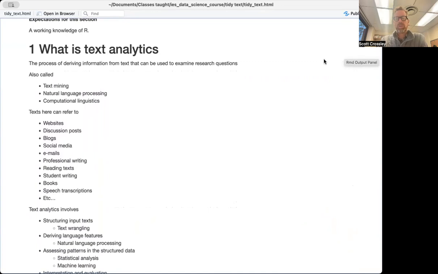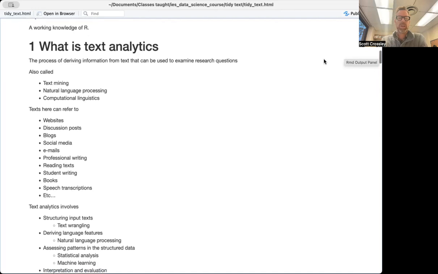So very briefly, this module is on natural language processing, but we're also just going to call this text analytics. And text analytics is basically deriving linguistic or language-based information from texts and using that kind of language-based information to examine research questions of interest to you, and in this case, to educational analytics. It's also called things like text mining, natural language processing, or computational linguistics, more or less synonymous for most people.